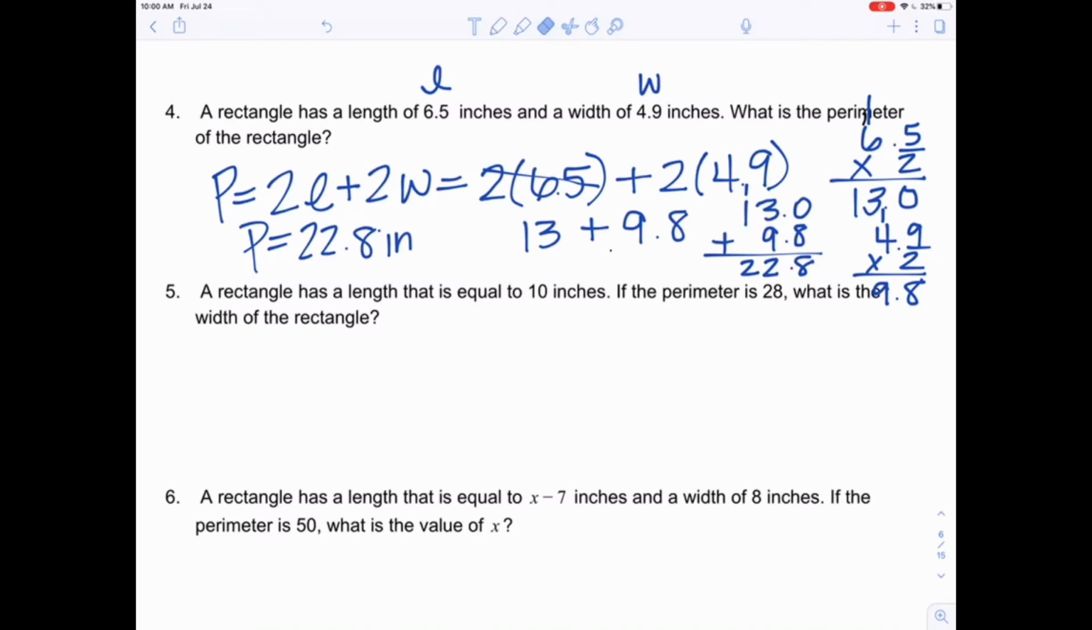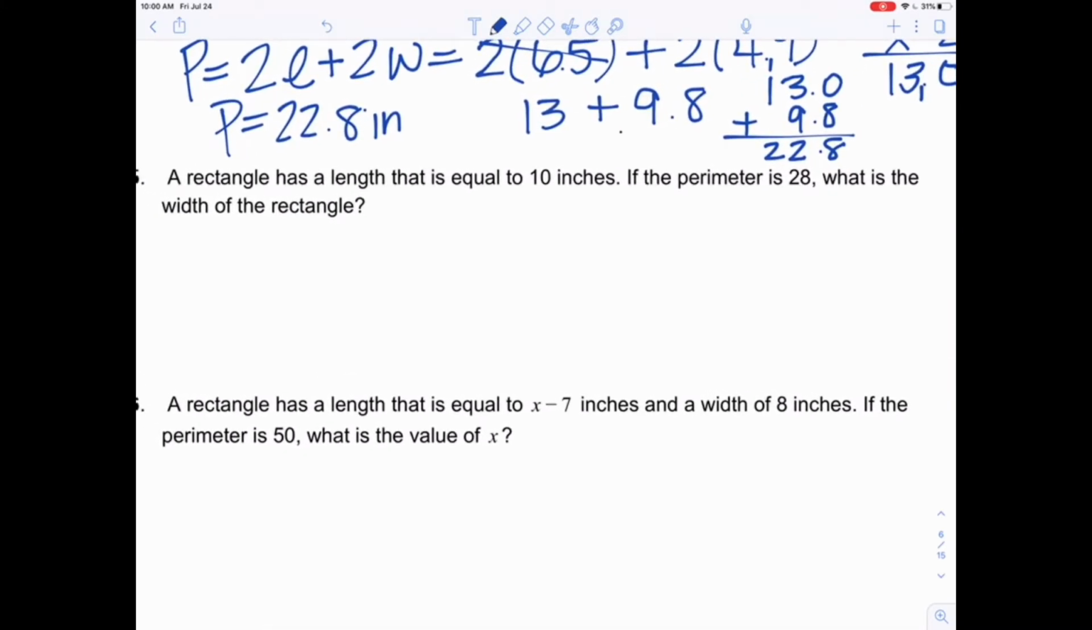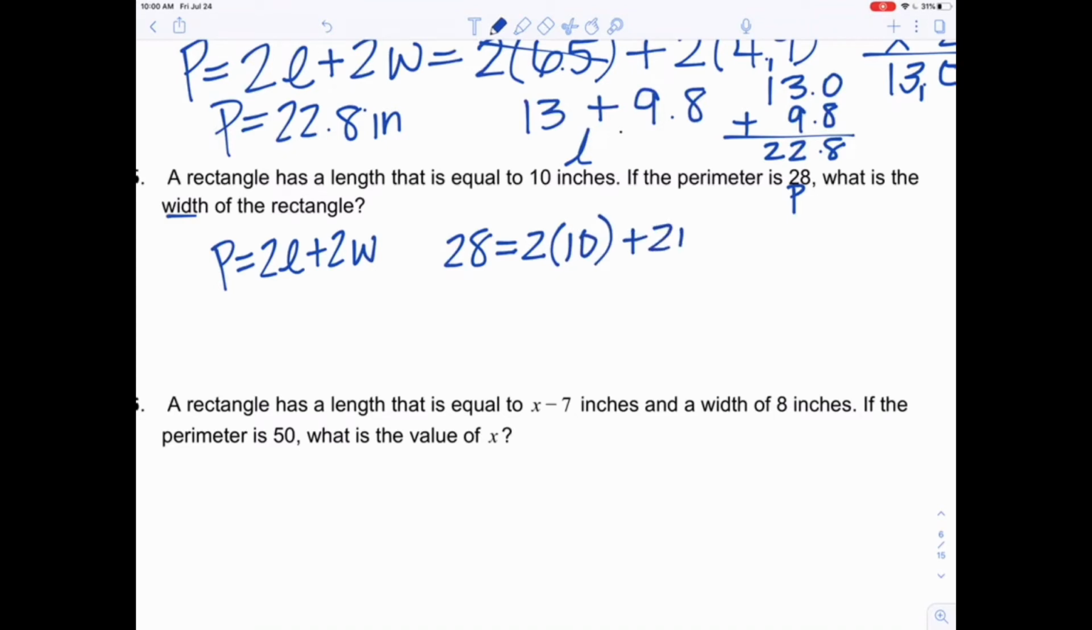So let's look at the next one. I'm going to erase here and make a little bit of space. It says, a rectangle has a length that is equal to 10 inches. So here's the length. The perimeter is 28. What is the width? So here, it doesn't give us the width. It asks us to find the width. Okay? So let's write our equation. P equals 2L plus 2W. And let's start plugging in the information that we have. We have P, which is 28, equals 2 times the length, which is 10, plus 2W.